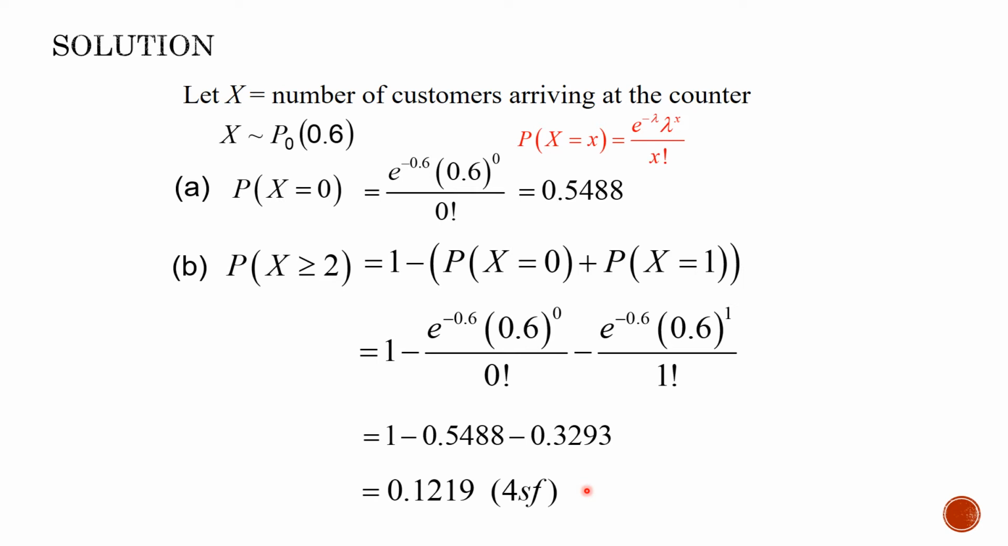I forgot to mention earlier, the Poisson distribution has one unique characteristic. It only has one parameter, which is the mean lambda.